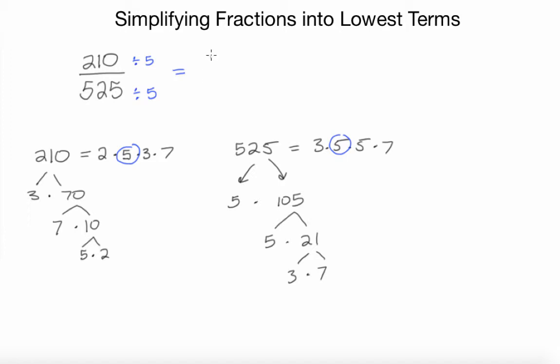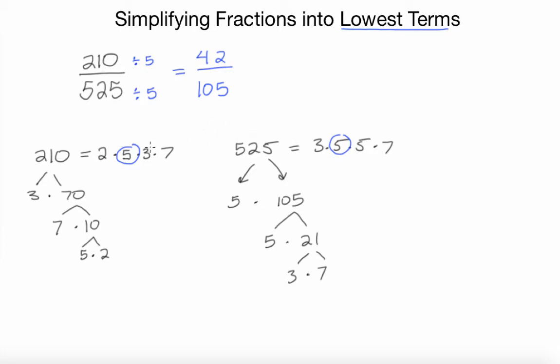So I'm simplifying this thing here, and I can rewrite it. 210 divided by 5 is 42. And 525 divided by 5 is 105. There is an equivalent fraction. 42 divided by 105 is the same fraction as 210 divided by 525. Just a little bit easier to work with. It's a smaller number. However, it's not in lowest terms. When you're asked to simplify fractions, I want to go as far as I can, simplifying things down.